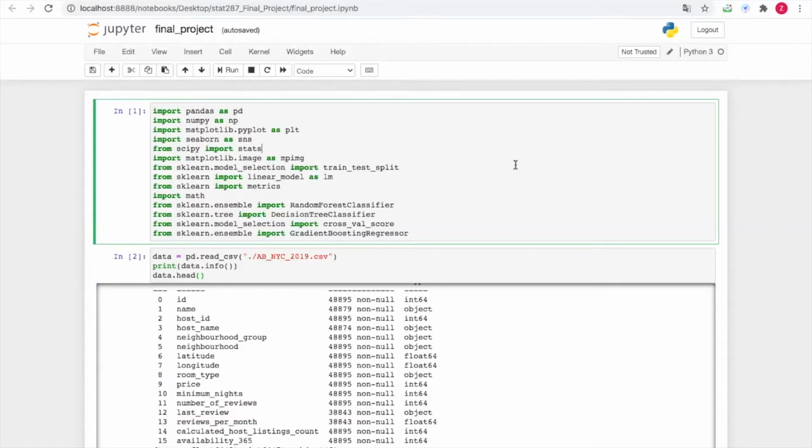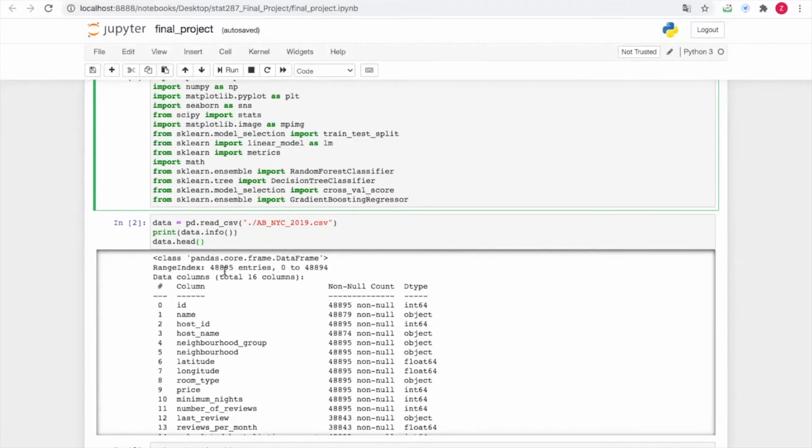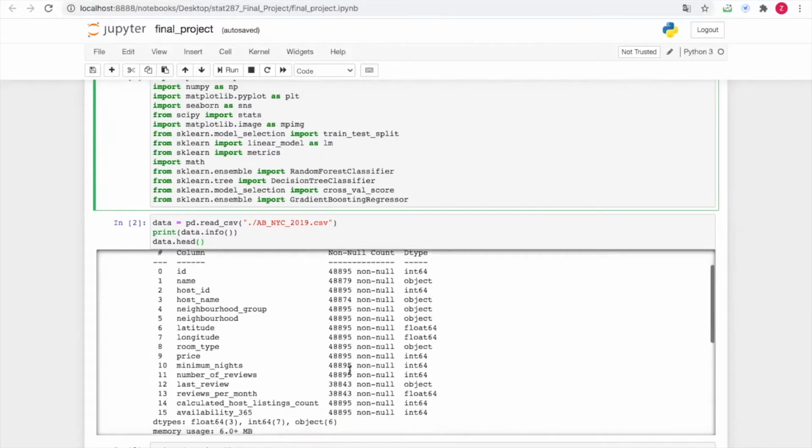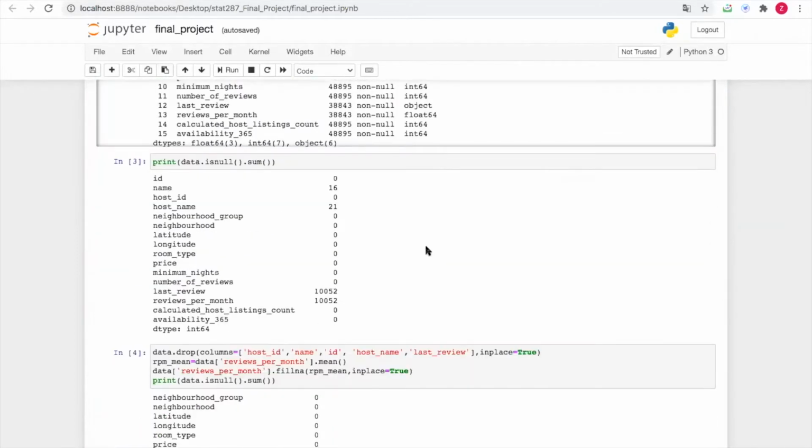First of all, as you can see, we import the packages to be used and we import our data from Kaggle. This is the information of the data set, which shows there are 16 variables and 48,895 rows. You can see some variables don't have that high counts, which means there are probably null values. So let's check it.